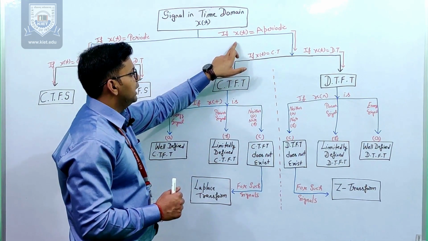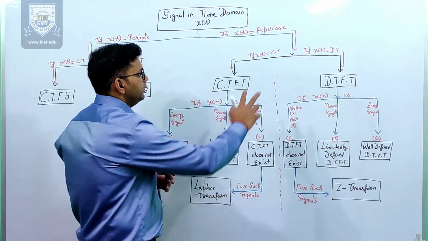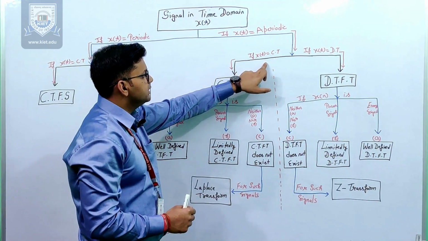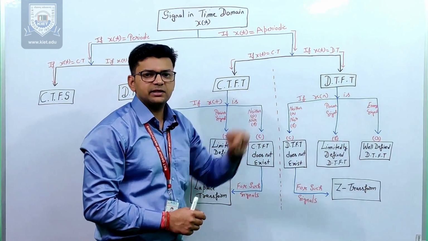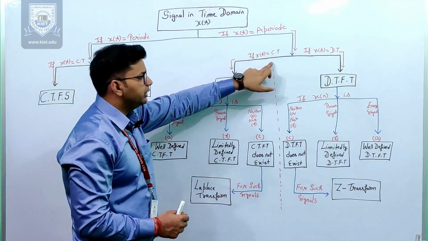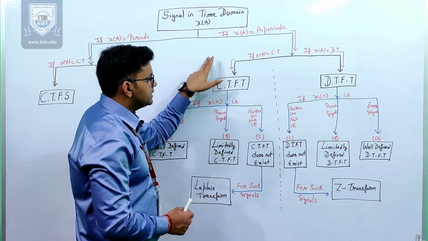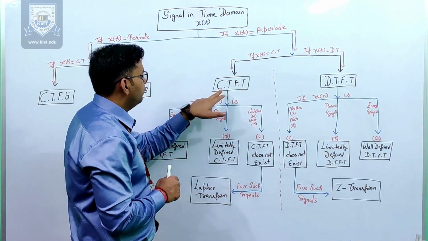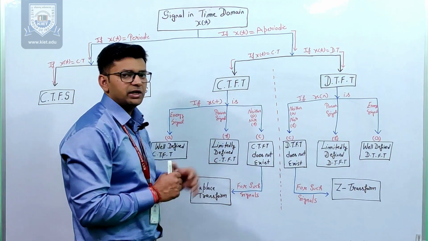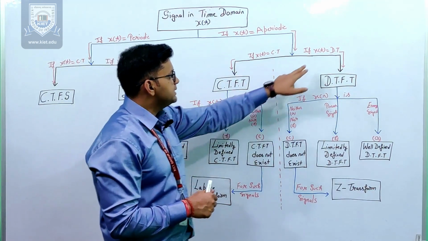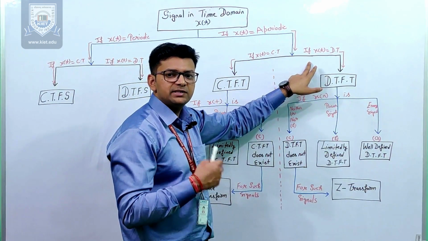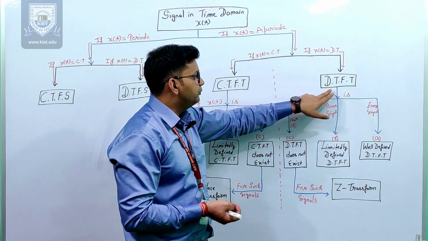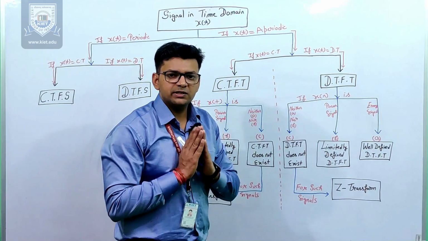Hence, if my signal x of t is aperiodic, it is again categorized into two categories: first, if the signal is continuous time, and second, if the signal is discrete time. If the signal is a continuous time signal, then it can be represented in the frequency domain with the help of the continuous time Fourier transform. Similarly, if my signal in time domain is of discrete nature, then it can be represented with the help of the discrete time Fourier transform.